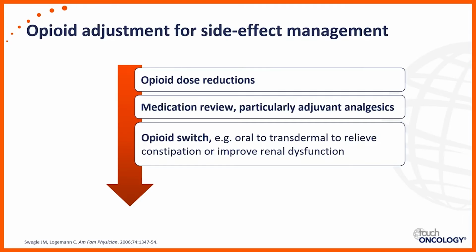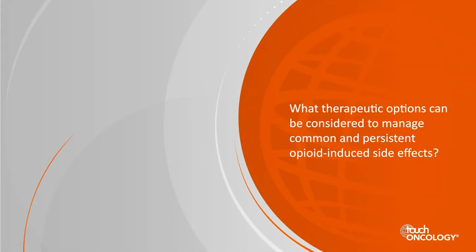So one should consider in the first instance dose reductions, reviewing all drugs and in particular adjuvant analgesics as well. But then with individual patients, considering a switch in an attempt to get a better profile between wanted effects, analgesia, and unwanted effects. So there are clearly a number of therapeutic options which can be considered to treat opioid-induced side effects.